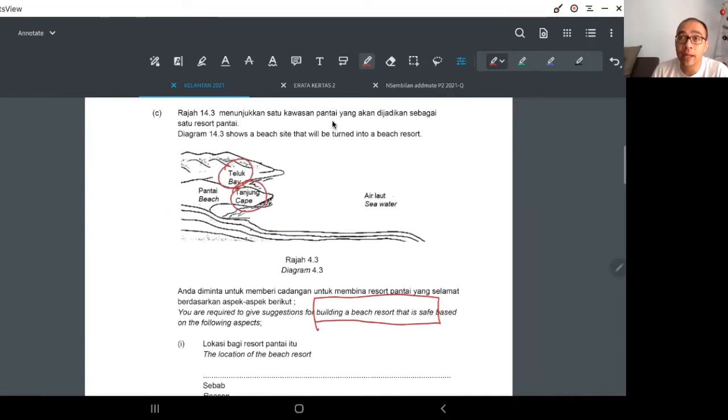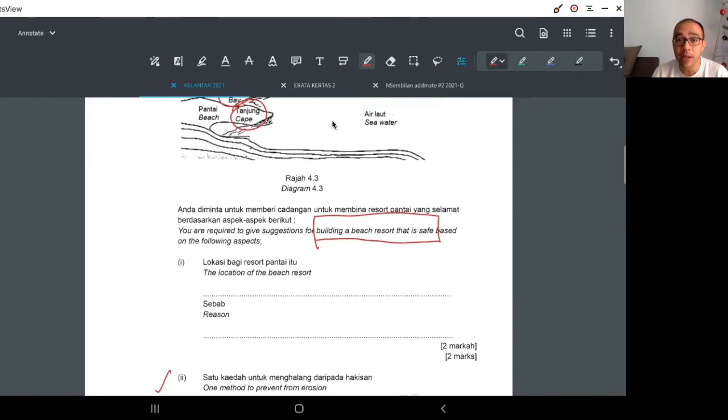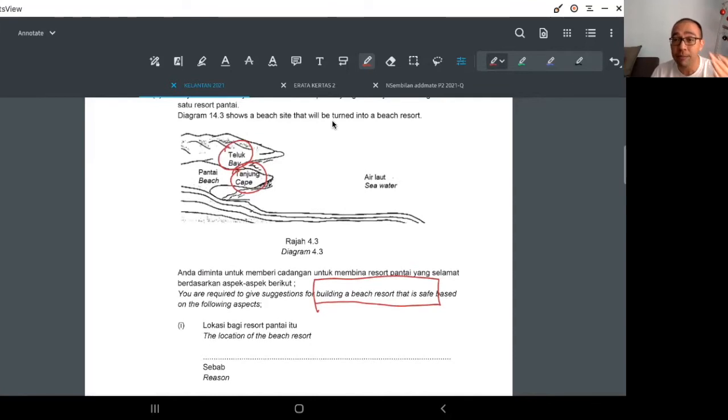The very sad part about this question and Sabahans in general is that we always tend to answer Tanjung or Cape because of Tanjung Aru. But you need to know that Tanjung Aru is a very huge area, and the actual Tanjung is only a very small part. The rest of it actually is a bay.